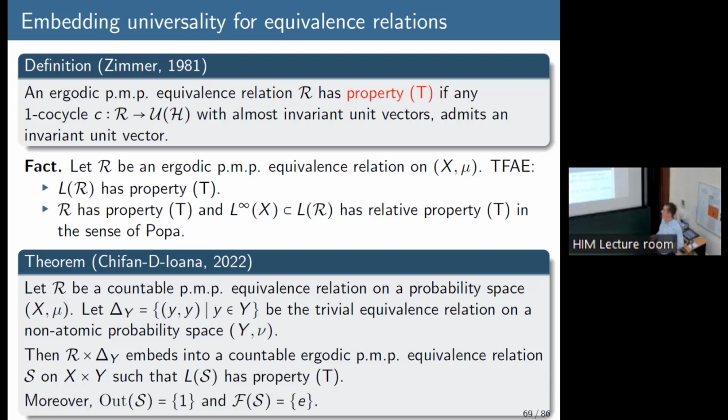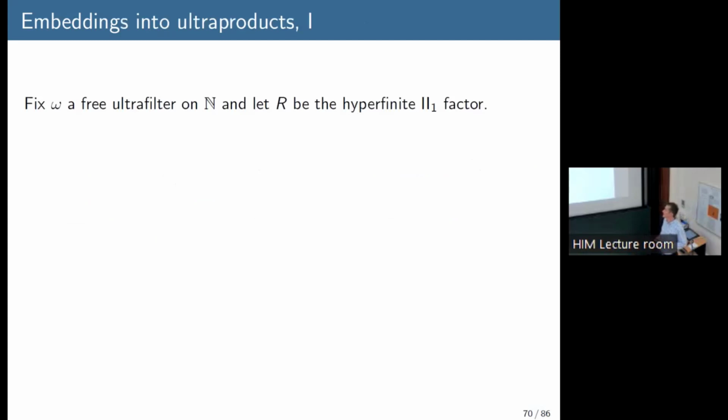Let me discuss now, and we have also, in addition, this extra property for S. Let me discuss some consequences to embeddings into ultraproducts of our result. So first, let me fix this notation. Omega will be a free ultrafilter on N, and R will be the hyperfinite II_1 factor.